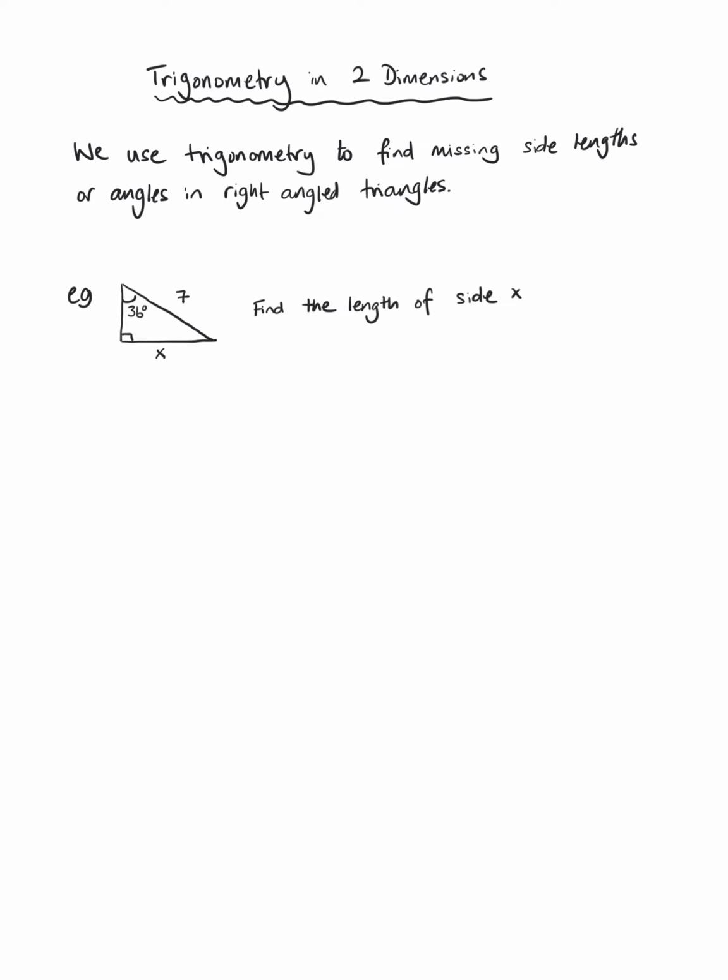Now the first thing I would advise you always doing with a trigonometry question is writing out SOHCAHTOA. Now SOHCAHTOA is a mnemonic, it helps us remember the order that the trigonometric functions work in. And I'm going to label up my sides. So 7 is the hypotenuse, because it's opposite the right angle, and it's the longest side.